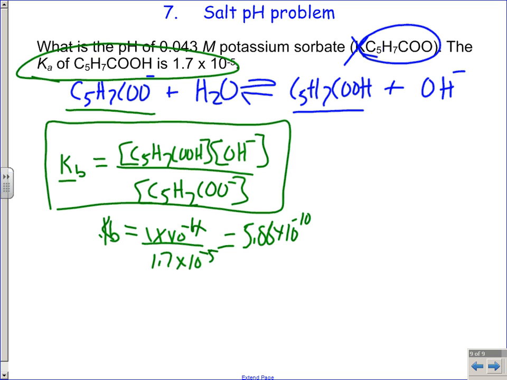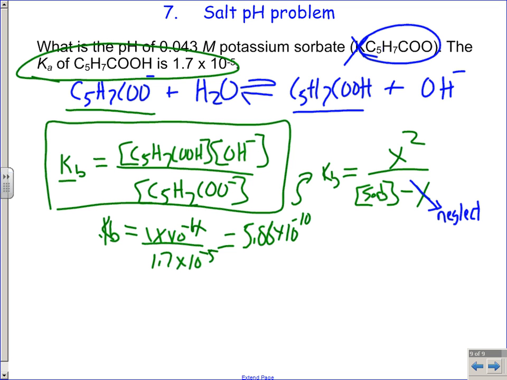And we're going to end up with an x squared, because these two concentrations on top will equal each other, over the concentration of our sorbate. So I'm just going to call that sorb minus x, and that's going to equal our K value, which remember was 5.88 times 10 to the negative 10th. Now, like all of our equilibrium problems in this chapter, first thing we're going to do here to make this an easier problem so we don't end up having to use the quadratic is we're going to neglect x.